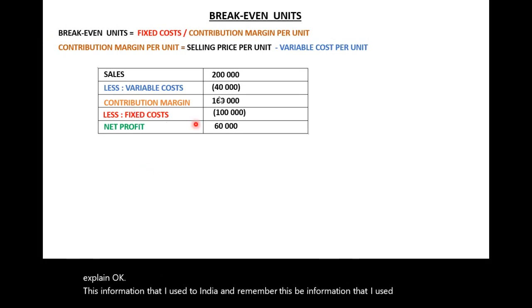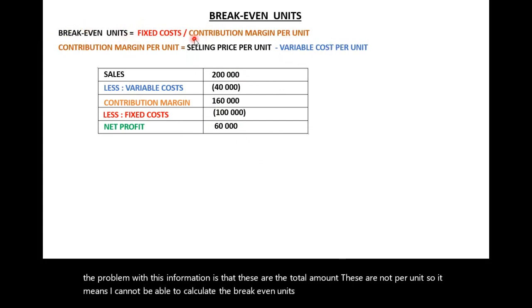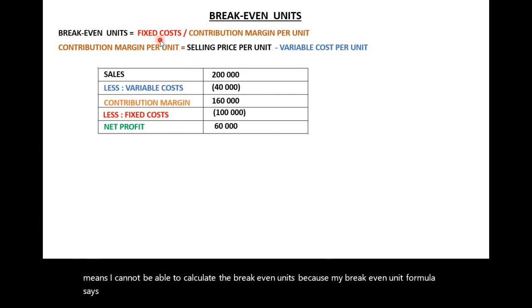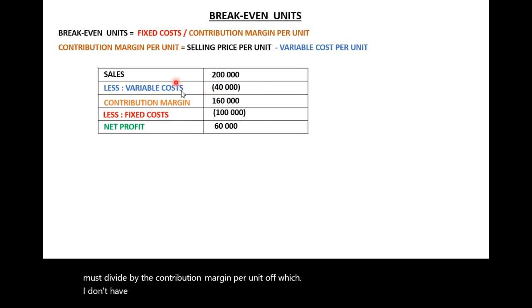But the problem with this information is that these are the total amounts. These are not per unit. So I cannot calculate the break-even units, because my break-even unit formula says I must take the fixed cost, which is this one, because it must be the total, but I must divide by the contribution margin per unit, which I don't have here. So I must convert these figures to be per unit.